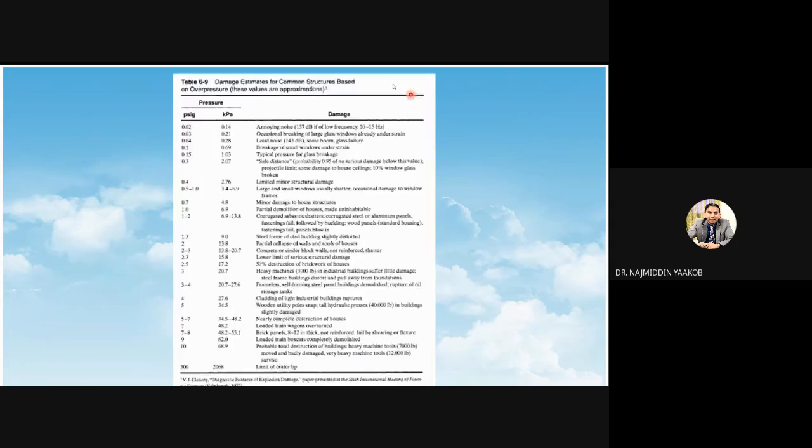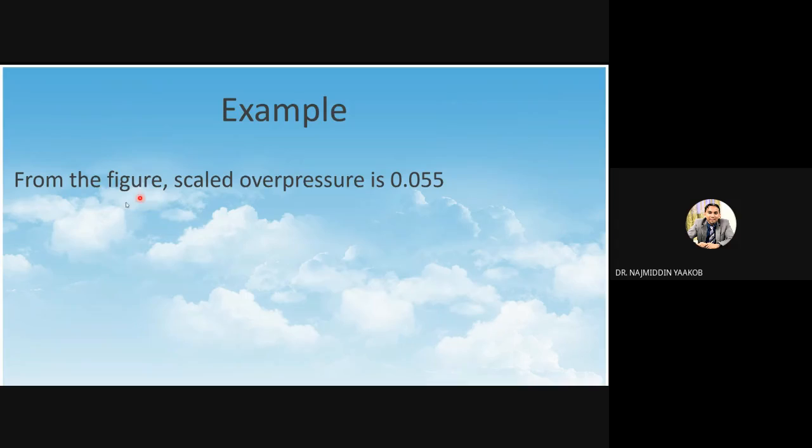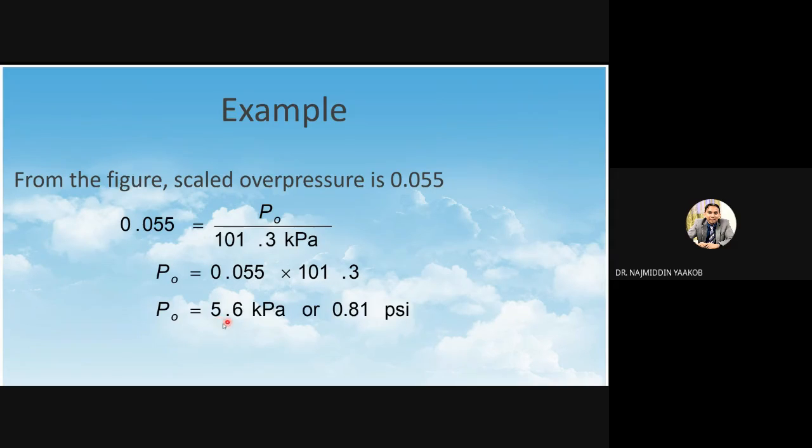This is table 6.9. So then from the figure, the scaled overpressure is 0.055 from the graph just now. So by using the equation, 0.055 is equal to P_o over the ambient pressure, which is 101.3 kilopascal. So you get P_o equals 0.055 times 101.3. So you get 5.6 kilopascal.